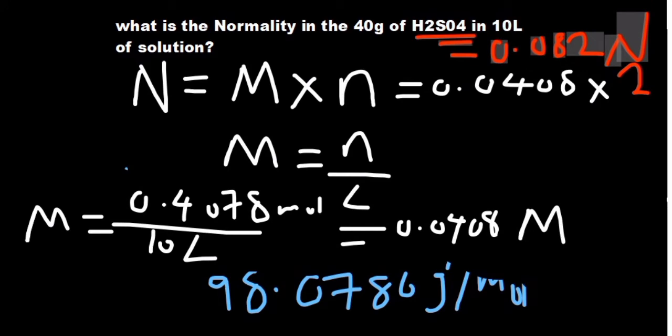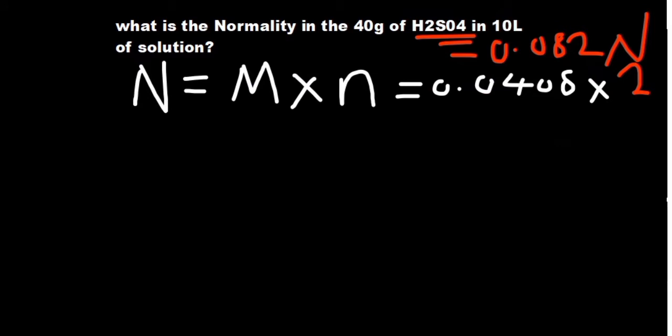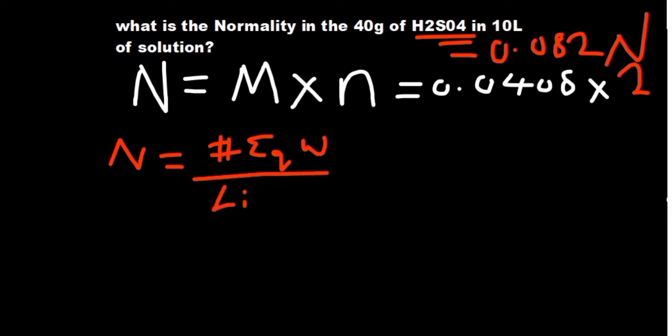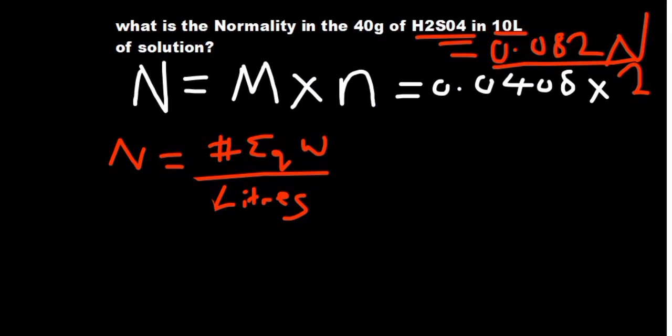So let's skip the answer that we've determined and try to work with this other formula. The other formula that you can use to determine normality is the number of equivalent weights divided by the liters of solution. We've already been given the number of liters in the question. So how do we determine the number of equivalent weights? We determine the equivalent weight of a proton.